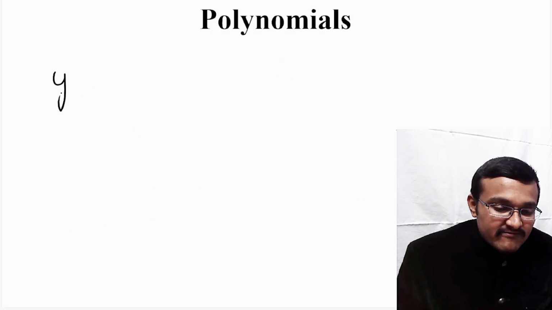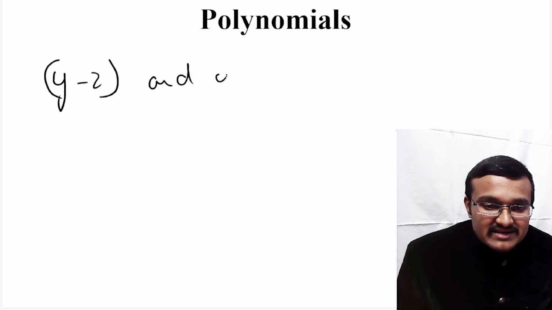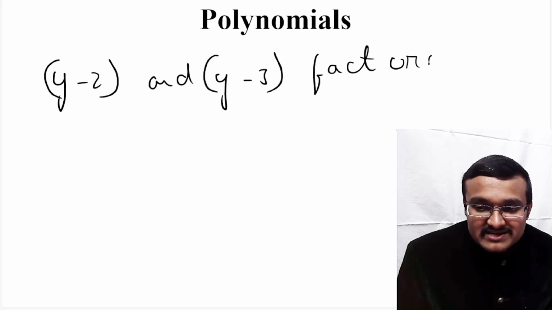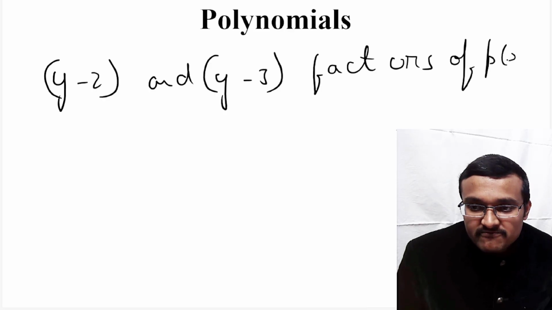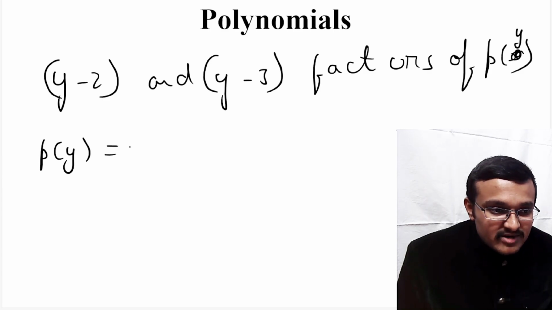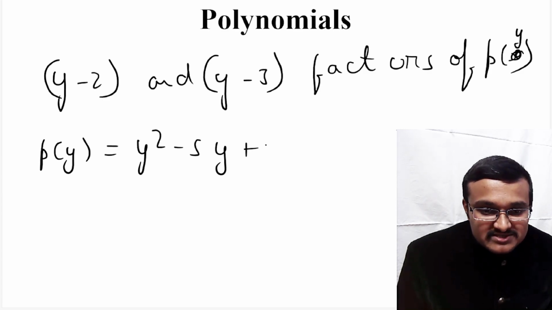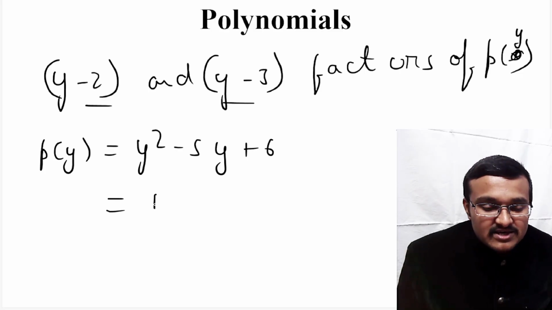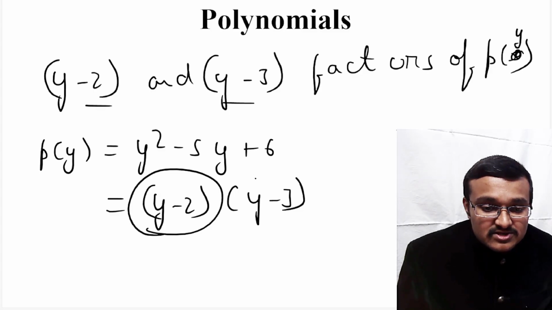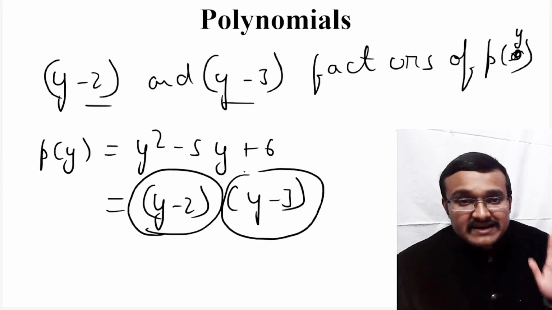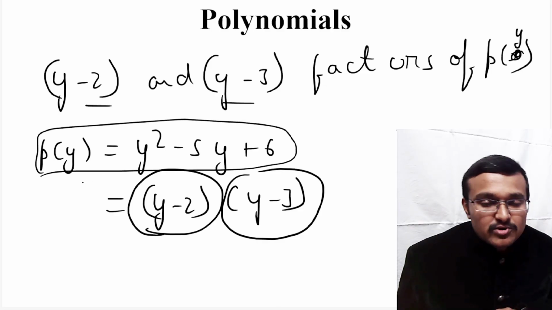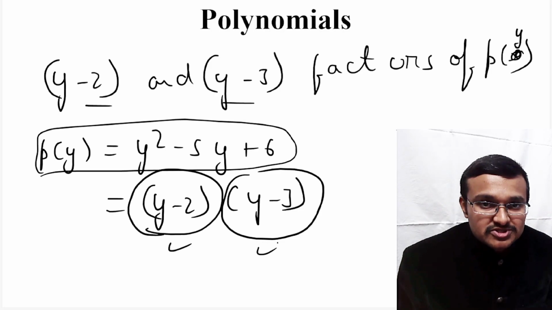So y minus 2 and y minus 3 are the factors of p of y. Here p of y is nothing but y square minus 5y plus 6, and we are getting y minus 2 into y minus 3. You can write this. So y minus 2 and y minus 3 are the two factors of p of y, because this polynomial is quadratic, so it will have only two roots.